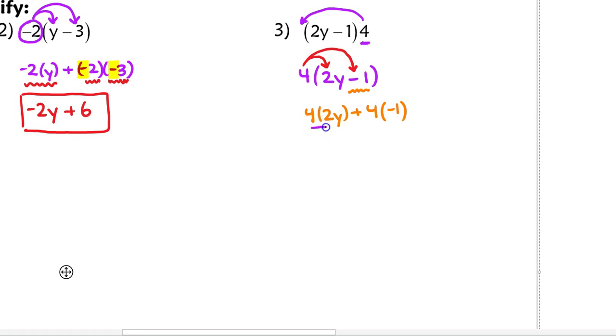So 4 times 2y gives me 8y, and 4 times negative 1 is negative 4. Remember, instead of writing plus negative 4, we can go ahead and just write minus 4. So adding a negative is the same as subtracting that number. So 8y minus 4 is my final answer. I cannot combine that any further because those are not like terms.